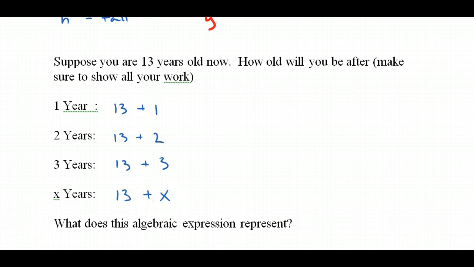And in this case, X represents years from now, years from today. So if I wanted to find out how old you will be in 40 years, instead of X, I'm going to put 40, and then I'm going to write out 13 plus 40, and so in 40 years, you're going to be 53 years old. Okay? All right, moving down.